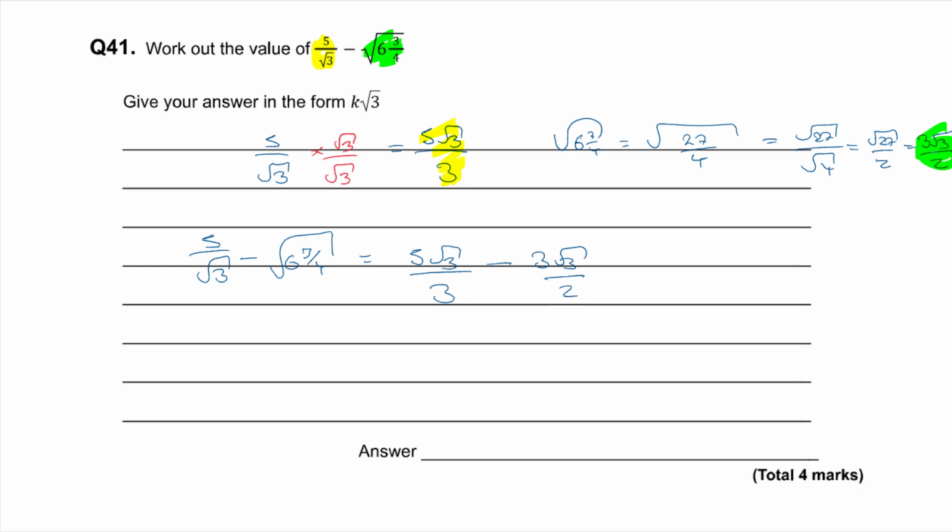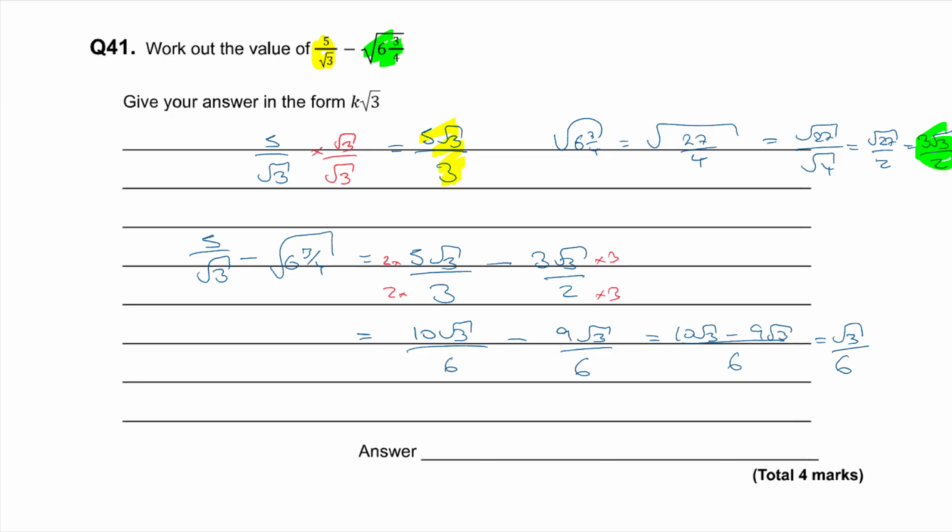So just multiplying top and bottom through by 2 for the first fraction gives me a denominator of 6. And if I times top and bottom by 3 on the second one, I'm going to get 6. So that's equal to 10 root 3 over 6 minus 9 root 3 over 6. They've got the same denominator, so I'm going to put them over one denominator. That's 10 root 3 minus 9 root 3 all over 6. If I've got 10 root 3's and I take 9 of them away, I'm just left with 1 root 3, aren't I? So that leaves me with root 3 over 6.